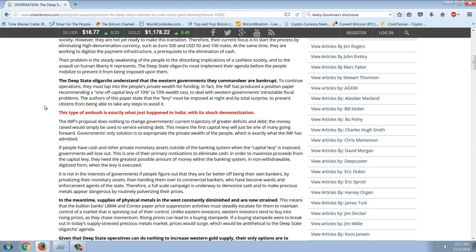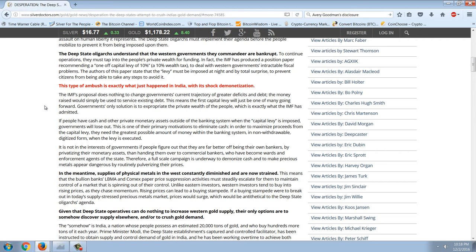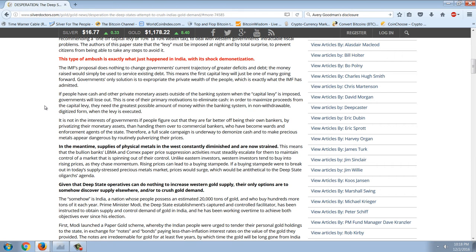The deep state oligarchs understand that the Western governments they commandeer are bankrupt. To continue operations, they must tap into people's private wealth for funding. In fact, the IMF has produced a position paper recommending a, quote, one-off capital levy of 10%, a 10% wealth tax, to deal with Western governments' intractable fiscal problems. The authors of this paper state that the levy must be imposed at night and by total surprise to prevent citizens from being able to take any steps to avoid it. This type of ambush is exactly what just happened in India with its shock demonetization.